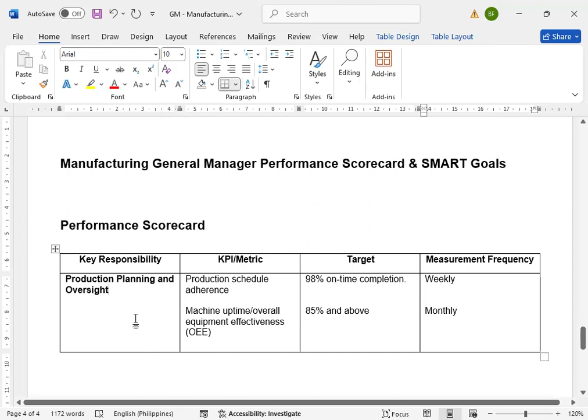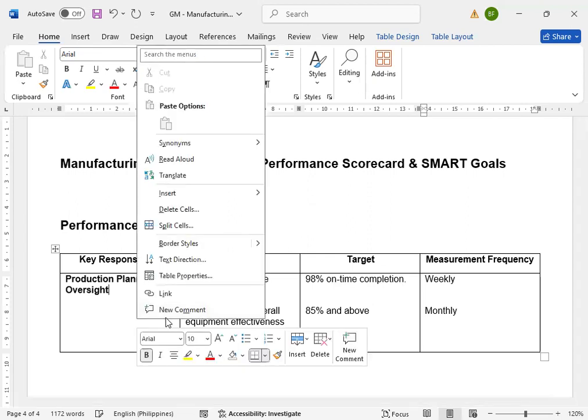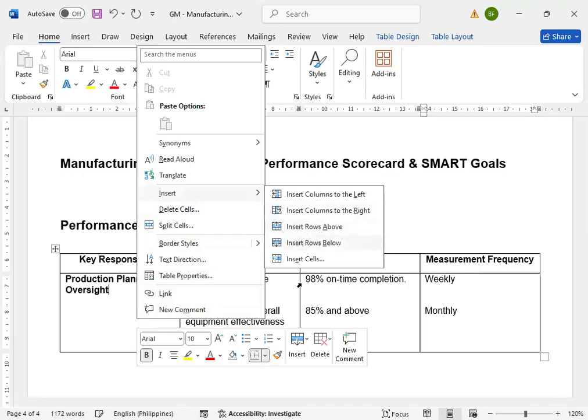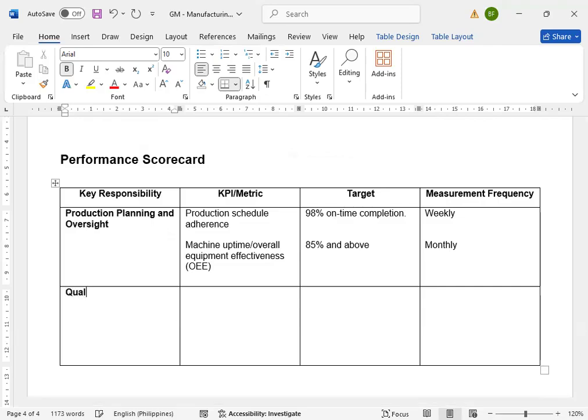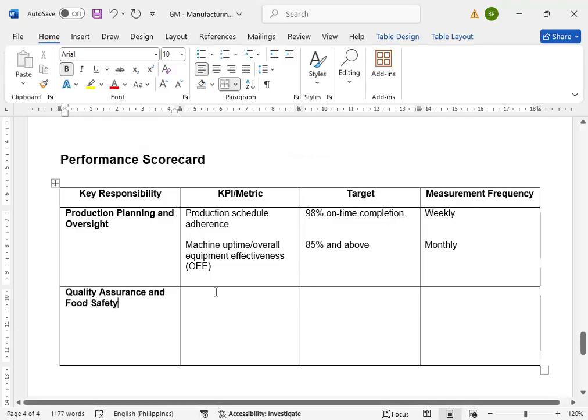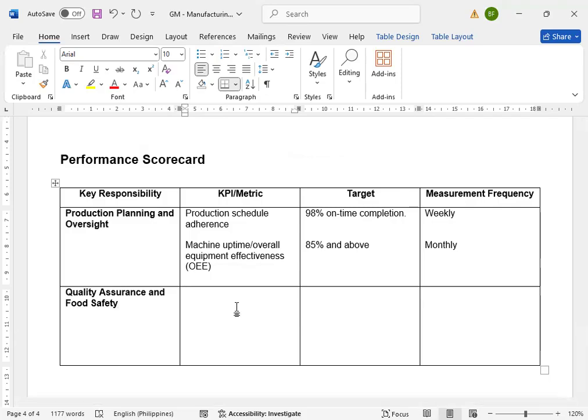Okay, so the next thing that I'm going to do is the second key responsibility, which is on quality assurance and food safety. All right. This is another important, essential key responsibility to make the general manager successful in doing the key responsibilities of his job.